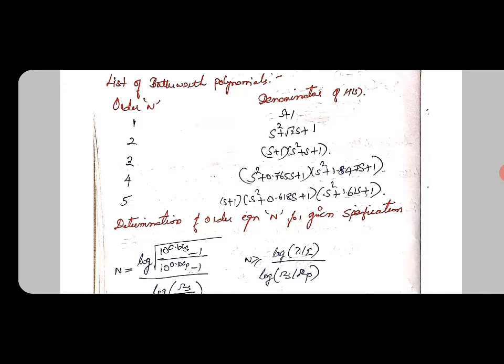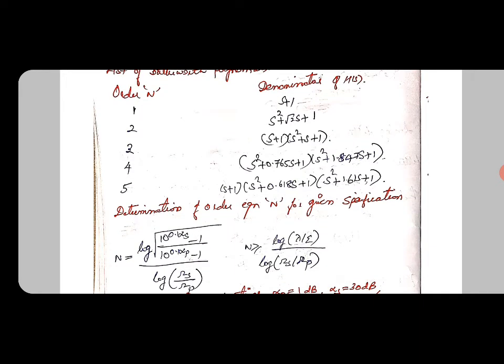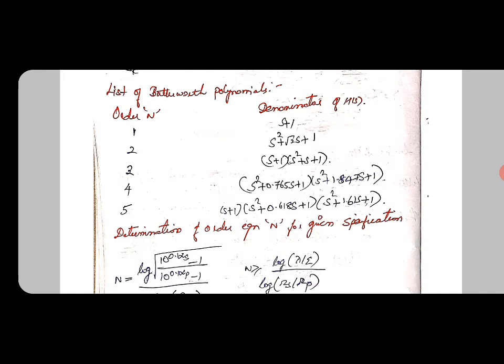For order 4, it is (s squared plus 0.765 s plus 1) into (s squared plus 1.847 s plus 1). For order 5, it is (s plus 1) into (s squared plus 0.618 s plus 1) into (s squared plus 1.61 s plus 1). These are the values of the Butterworth polynomials and the denominator H(s) for different orders.